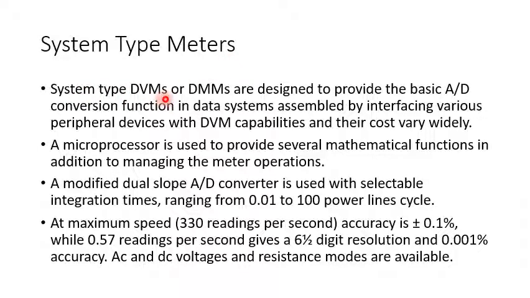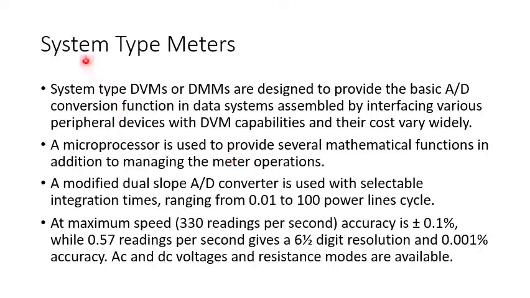Okay, system type DVM or multimeters. DVM is digital voltmeter and multimeter means DMM. They are designed to provide basic A to D conversion functions in data systems assembled by interfacing various peripheral devices with DVM capabilities, and their costs vary widely. A microprocessor will be used to provide several mathematical functions in addition to managing the meter operation.